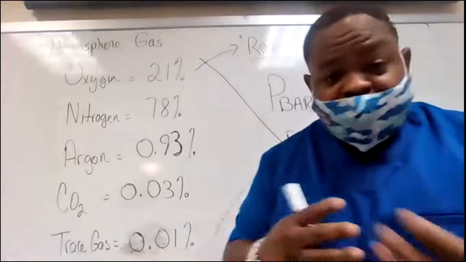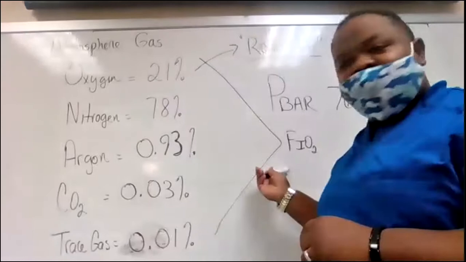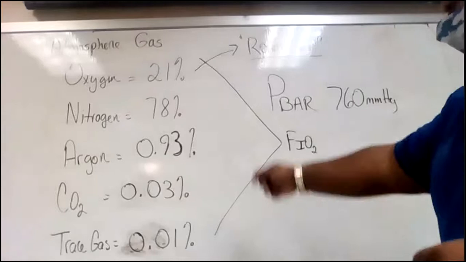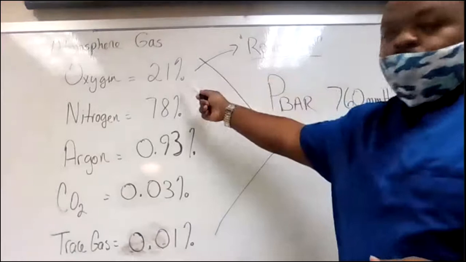I don't care about the volume. I don't care if you stick your head out the window and blow your face while you're driving, it's still 21%. It might be more volume coming in, but the actual amount of oxygen is 21%. Okay, 21%. So that's why I did that, so you guys would know what I mean by FiO2. Because most of the patients that we're going to talk about today are going to be on room air, which is 21%.